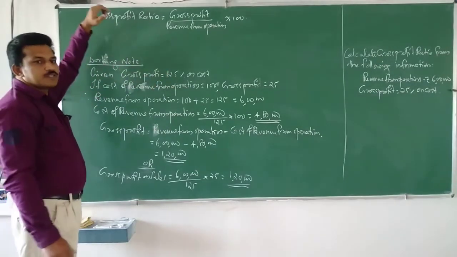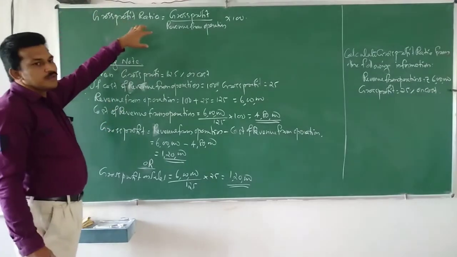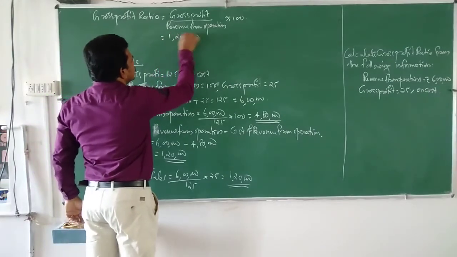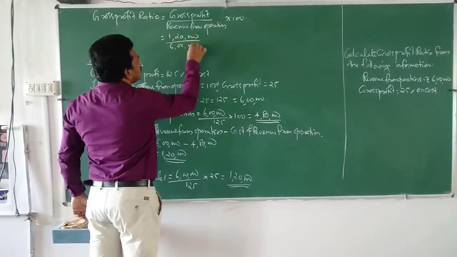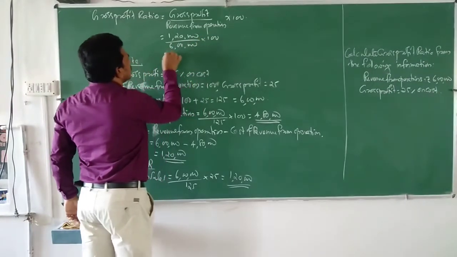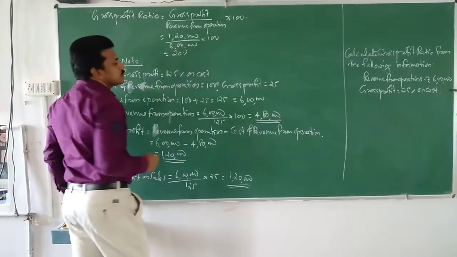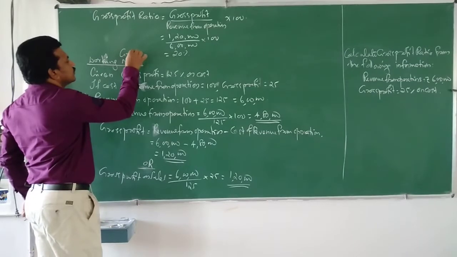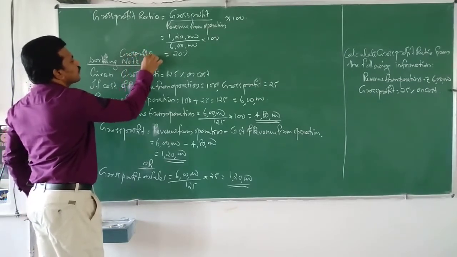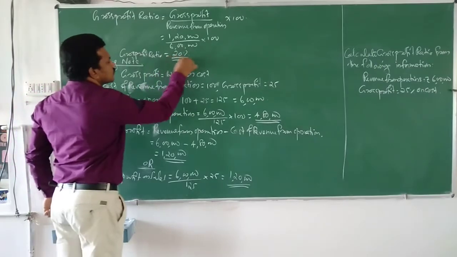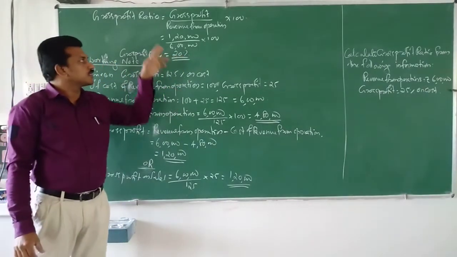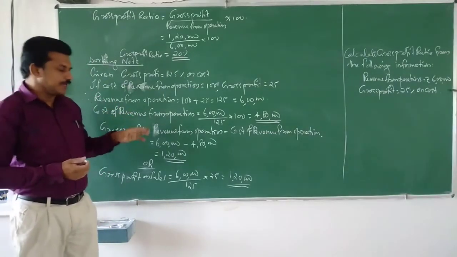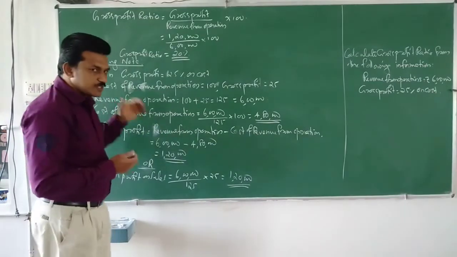Revenue from operation we have, how much? 6 lakh. So 1,20,000 divided by 6 lakh into 100. That is 20%. That means gross profit ratio is equal to 20%. So this is the way of calculating gross profit ratio. Is it clear? Okay. Now let us solve another question related to the same ratio.